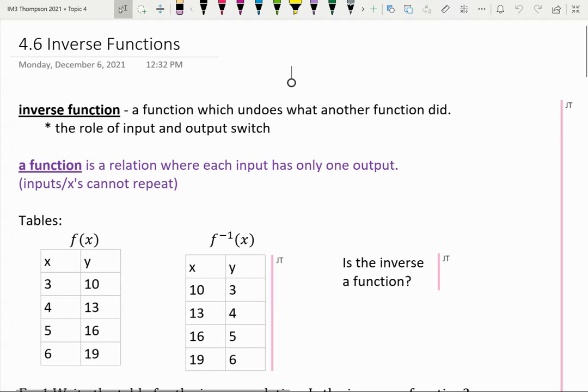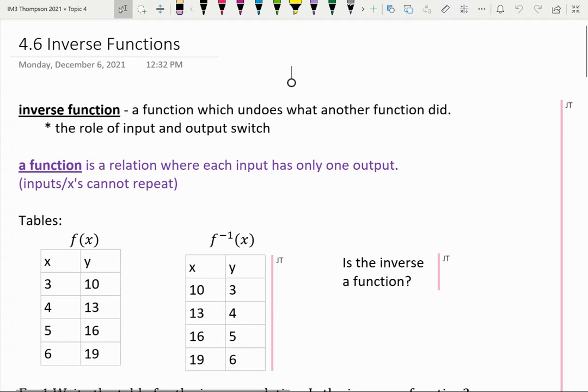4.6 inverse function. So what is an inverse function? An inverse function is a function that undoes what another function did. So let's say I'm looking at a function, something pretty simple like adding 3. Then the inverse function subtracts 3. If I'm talking about a function of dividing by 2, then the inverse function would be multiplying by 2. And of course, we can combine different operations, different numbers to make these types of functions.